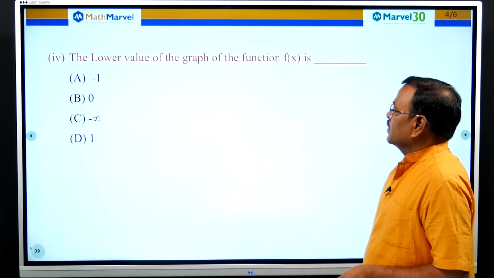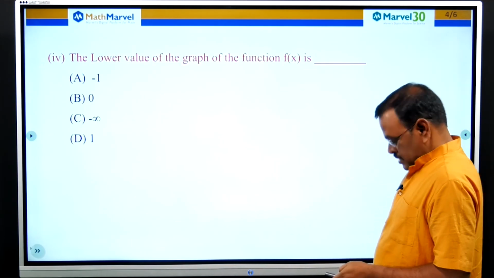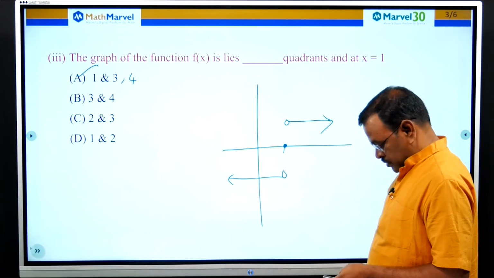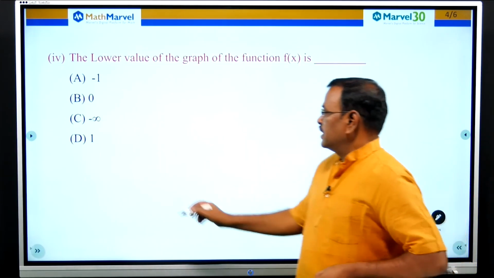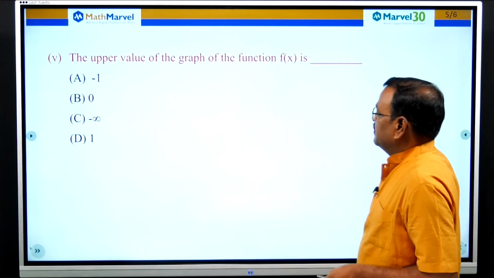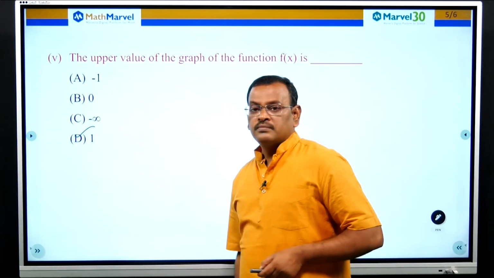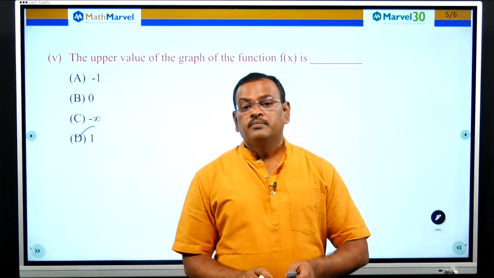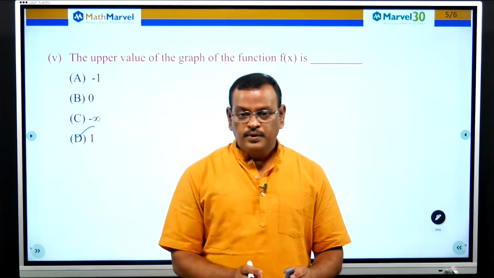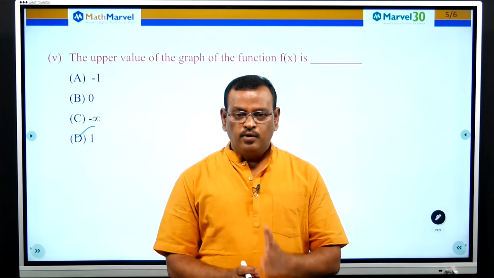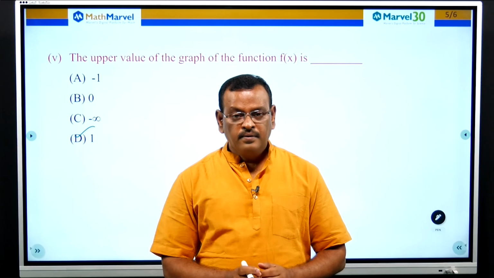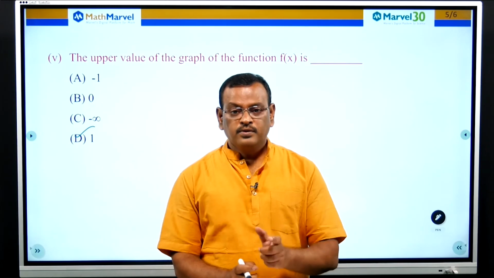Next, the lower value of the graph of the function. See here, what is the lower value of the graph? Minus 1. What is the upper value? Plus 1. The lower value of the graph of the function is minus 1 and the upper value is plus 1. Now, this is very easy because of the graph. So wherever possible, draw the graph. Using the graph, you can easily find the domain, the range and the shape of the graph, everything, if you know the graph of the function.